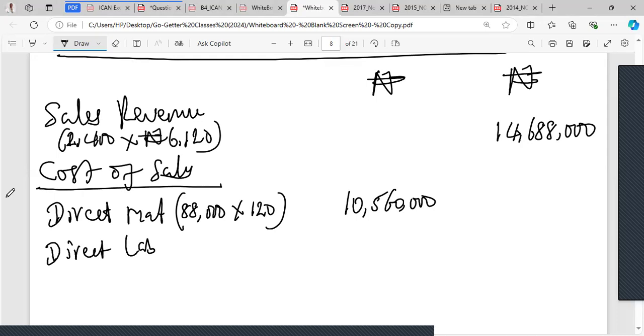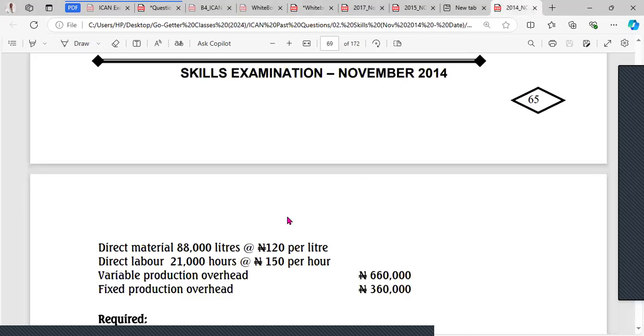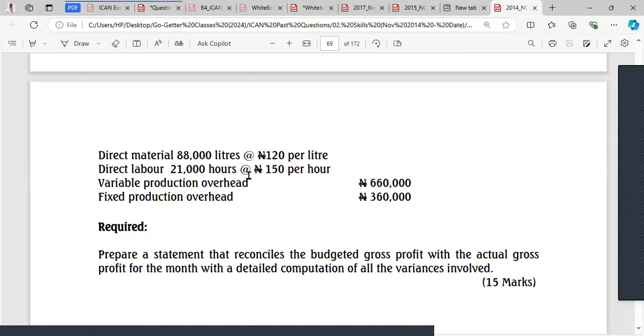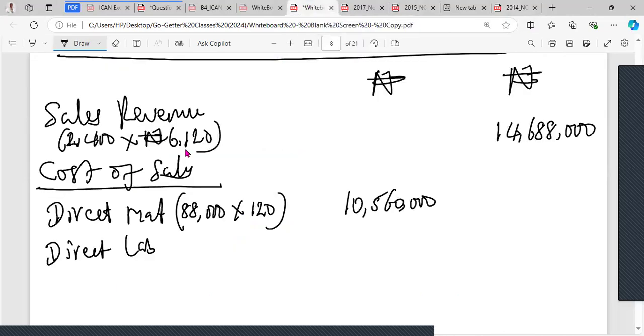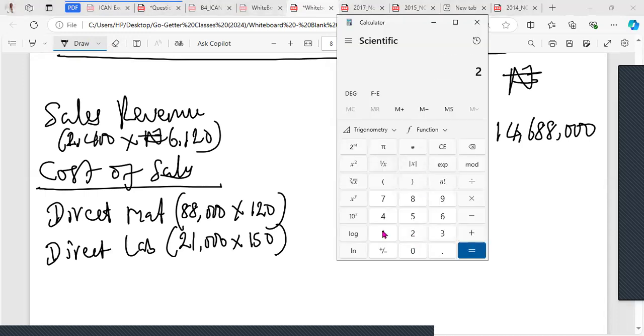direct labor. Direct labor is 21,000 times 150. How much is that? 21,000 times 150. That gives me 3,150,000.